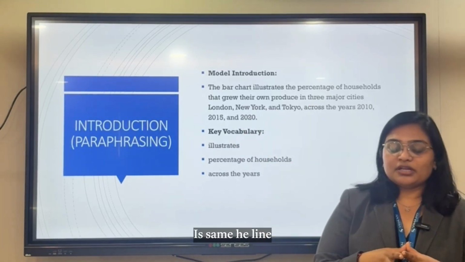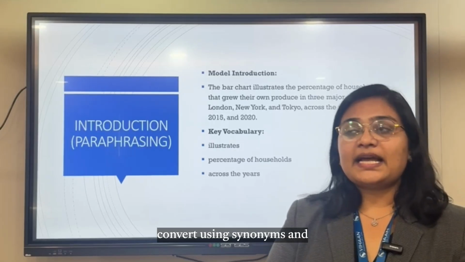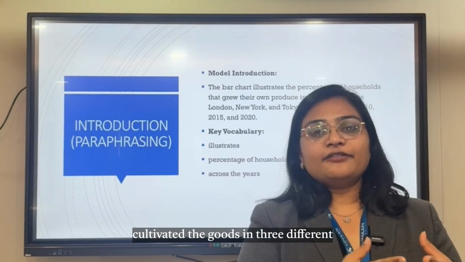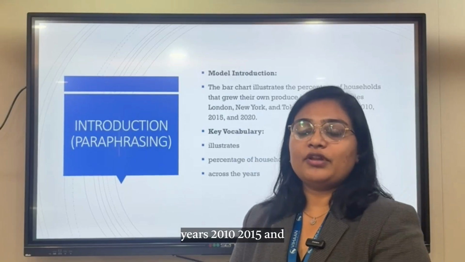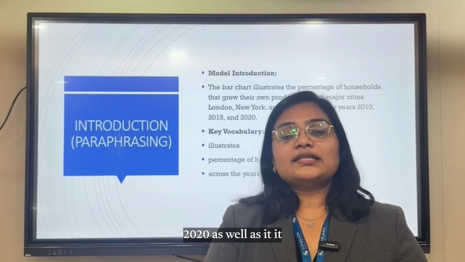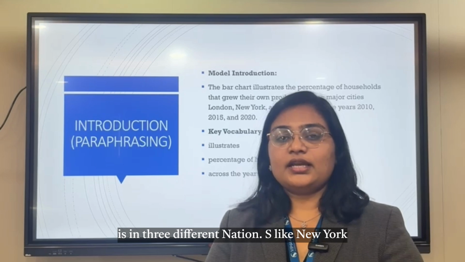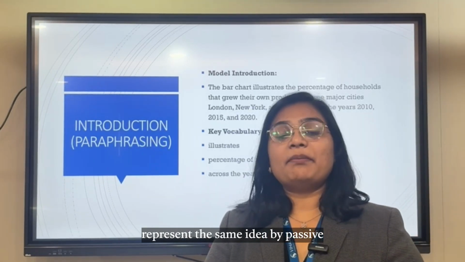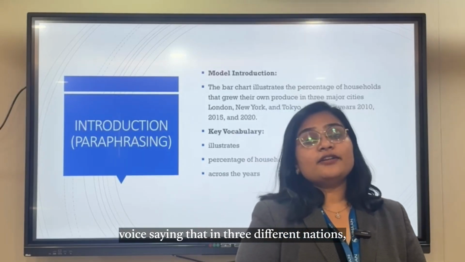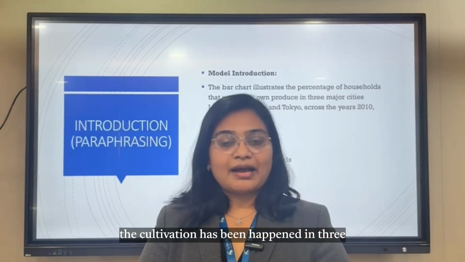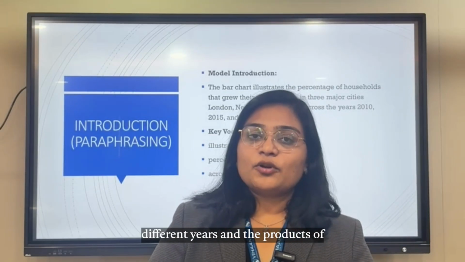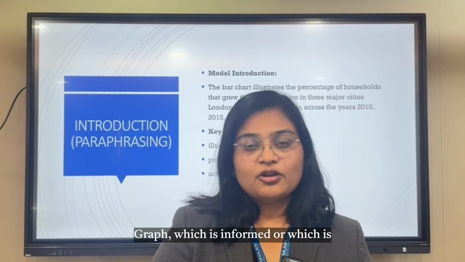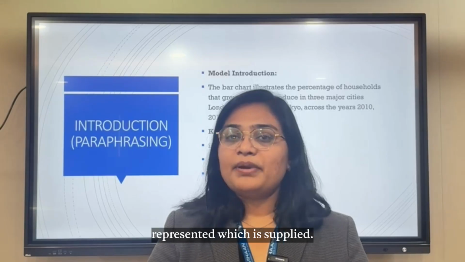Same line we can convert using synonyms and say this: the households have cultivated the goods in 3 different years, 2010, 2015 and 2020, as well as in 3 different nations like New York, London and Tokyo. We can also represent the same idea by passive voice, saying that in 3 different nations the cultivation has happened in 3 different years and the products of households are being cultivated, by the given graph, which is informed or which is represented, which is supplied.